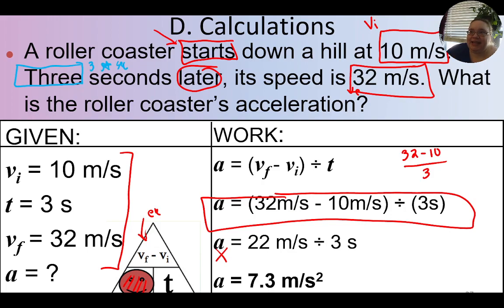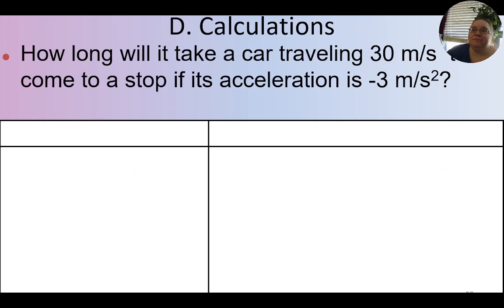So let's look at a second example problem. This problem: how long will it take the car traveling 30 meters per second to come to a stop if its acceleration is negative 3 meters per second squared? So we start by finding our givens. We find the numbers in the problem. First number in the problem is that 30 meters per second. That is a velocity. So notice how it's wording. It's talking about how my car is traveling at this speed. That means that is my initial velocity.